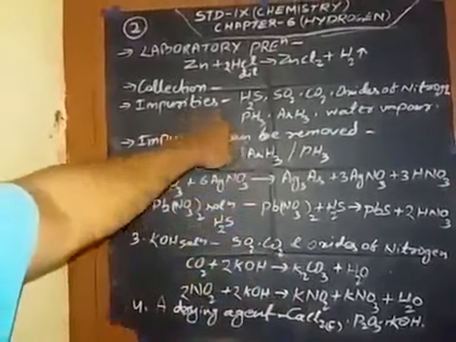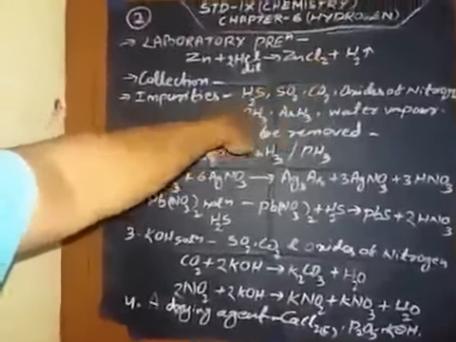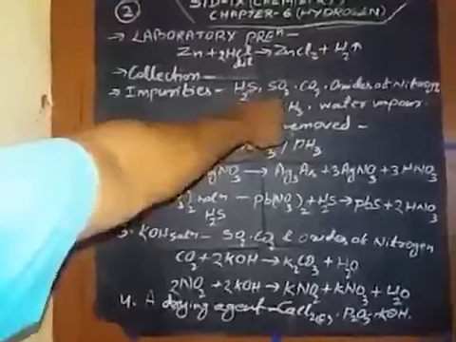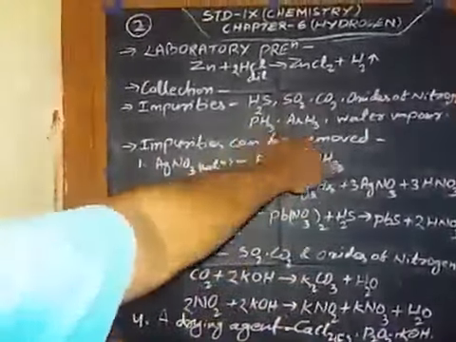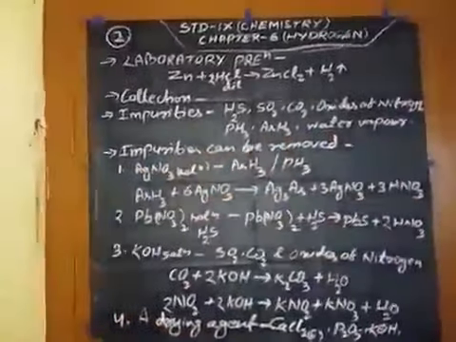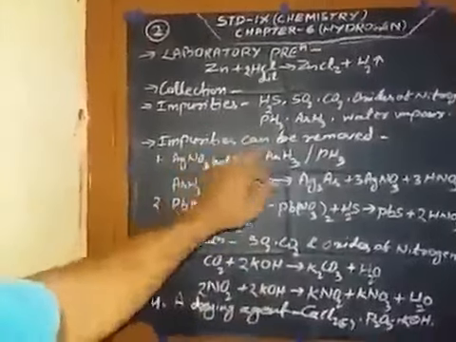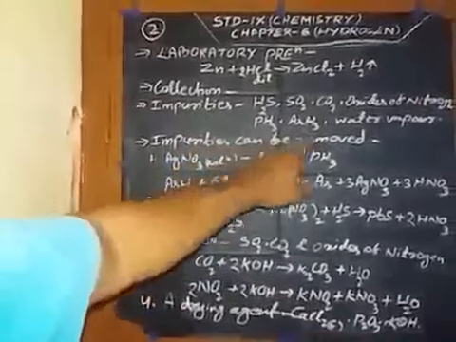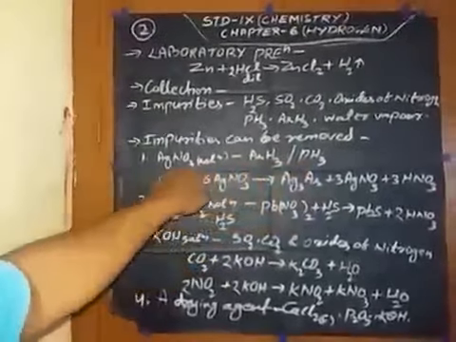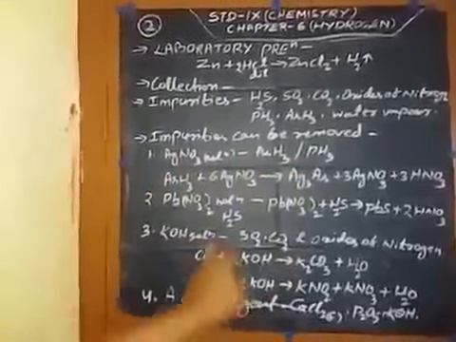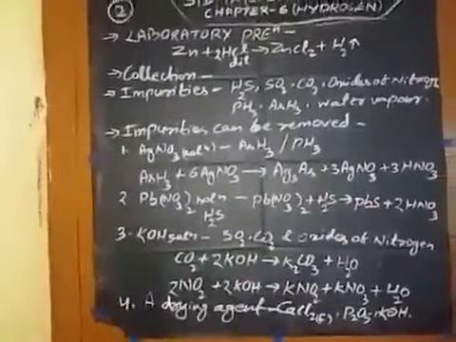Then impurities. In the preparation of hydrogen gas, other than hydrogen there are 7 impurities: hydrogen sulfide, sulfur dioxide, carbon dioxide, oxides of nitrogen, phosphine, arsine, and water vapor. These impurities can be removed by a particular method. Impurities like arsine and phosphine can be removed by silver nitrate solution. When added with the silver nitrate solution, they can be removed.